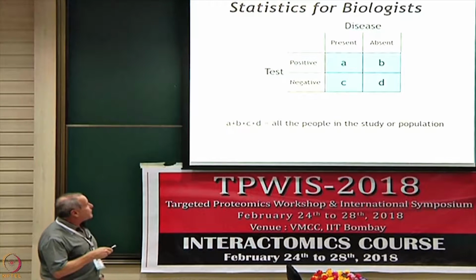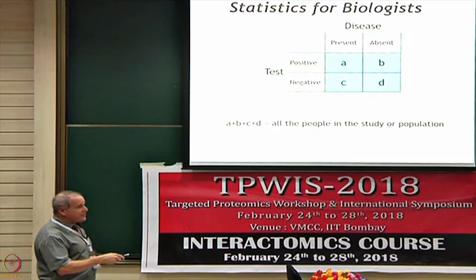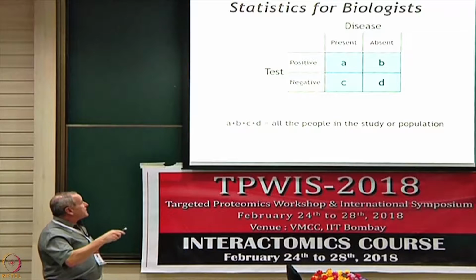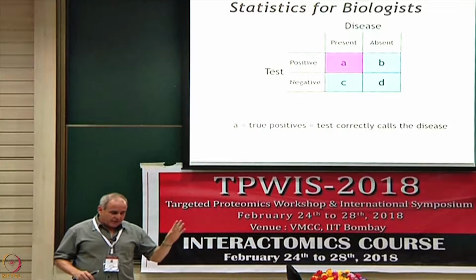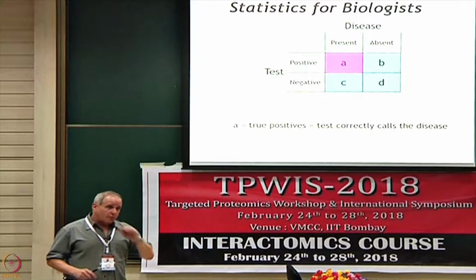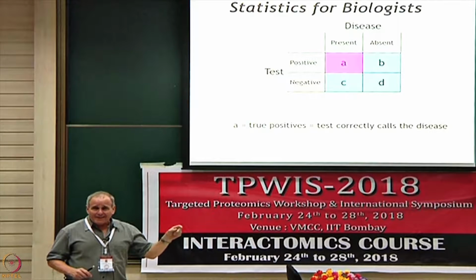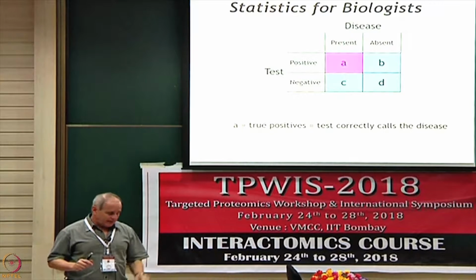The first mathematical thing we know is that A plus B plus C plus D are all the people in the study population. So this box here is everybody in our study. Okay, so first we've got this group over here. So we call those the true positives. True positives means the test was positive and they actually had the disease. So the test got it right. That's as it should be, right?